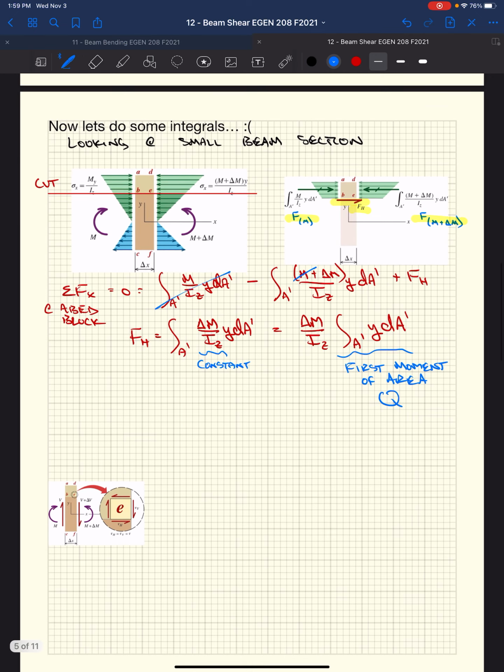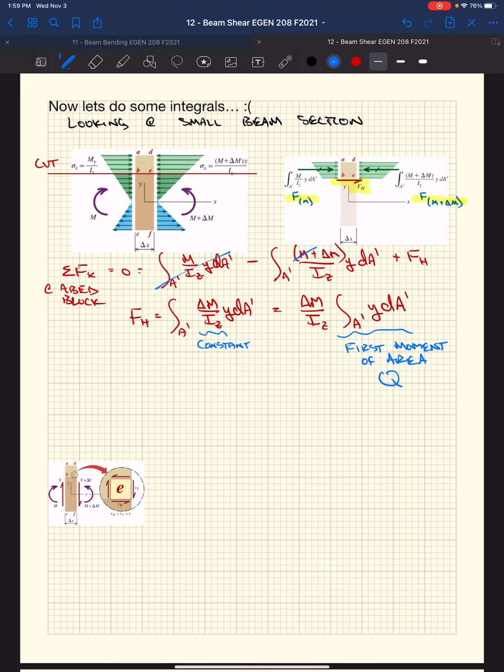This is Q. Right? Call this Q. Well, if we call this Q, our horizontal force is now delta M times Q over our moment of inertia. We're going to stop there. Delta MQ over I_Z. Try not to dream about that.